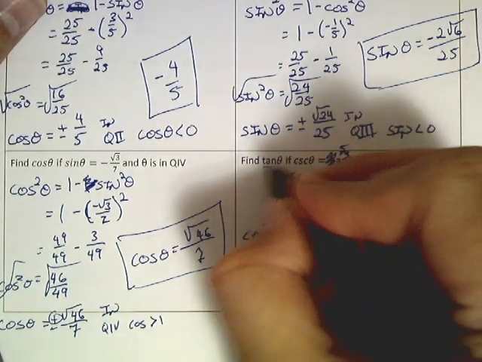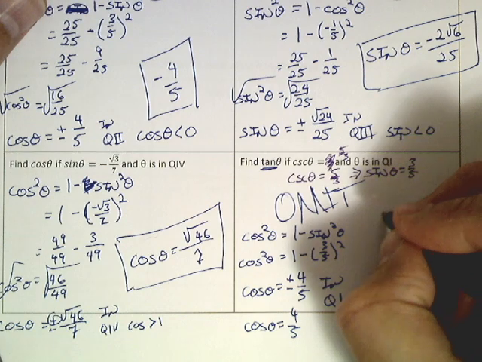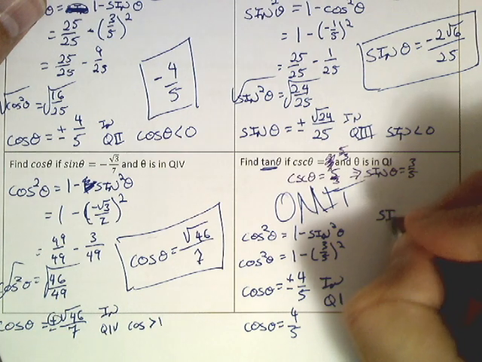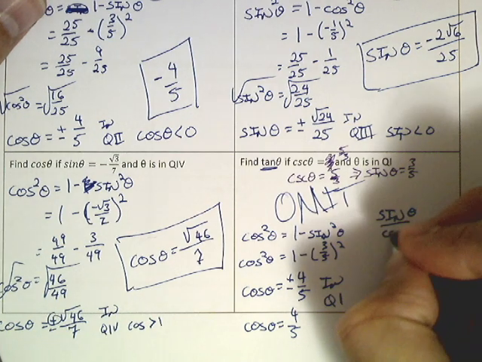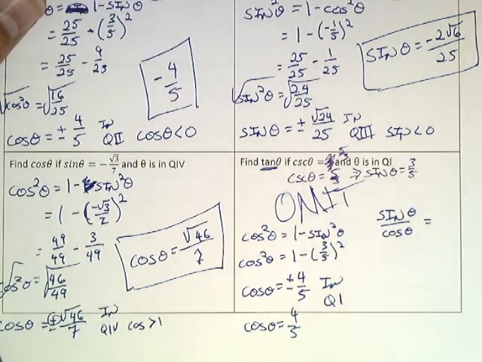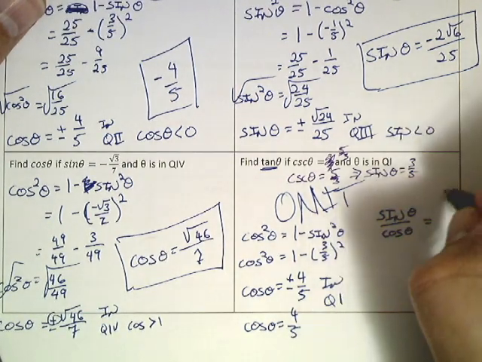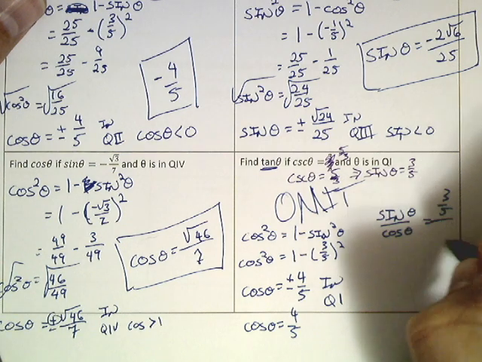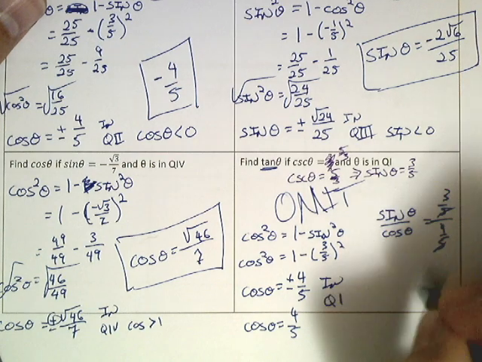But that's not what we're being asked. We're being asked about tangent. So tangent is sine theta over cosine theta, which is going to end up being sine was 3/5 over 4/5. Those cancel out, leaving 3/4.